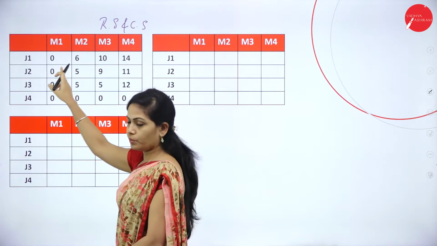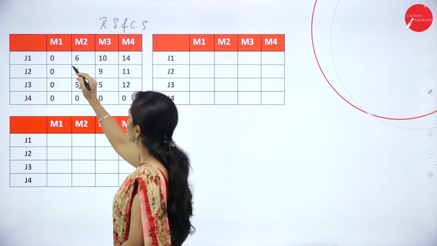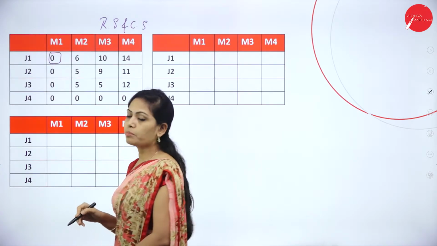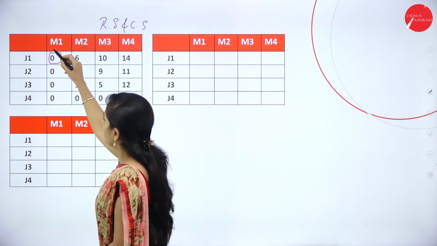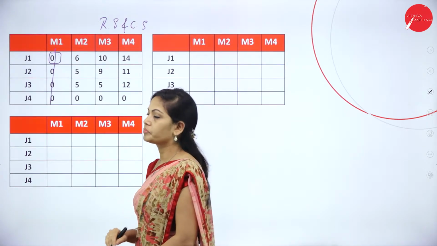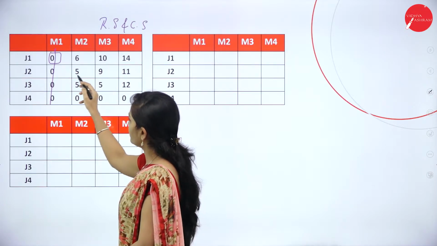So in the first row, I have only one zero. I can put a square box around that zero and I can put a vertical line. And in the second row, I don't have any zeros here.